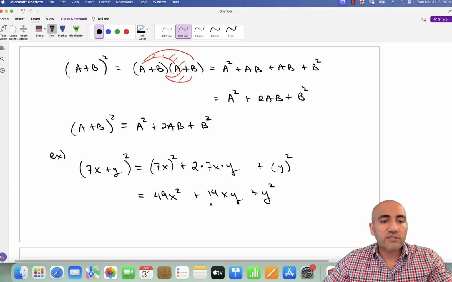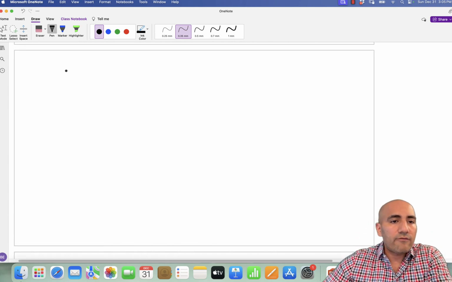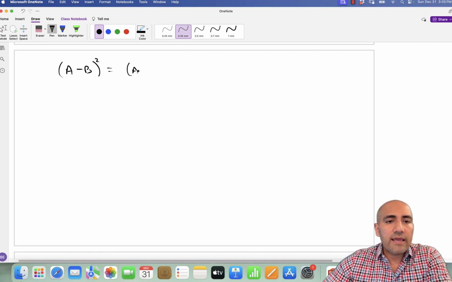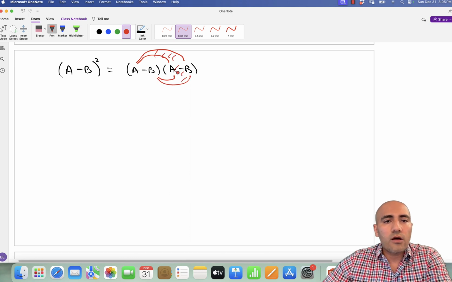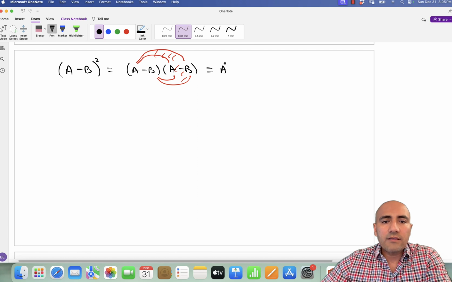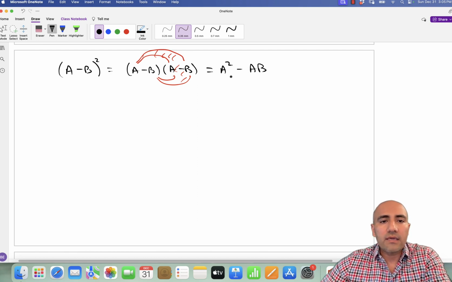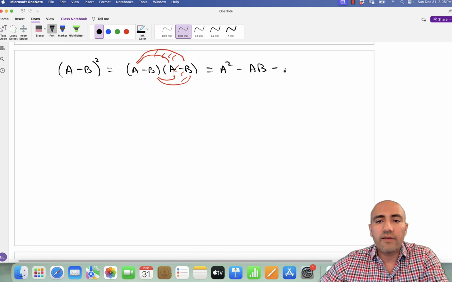The third one is almost identical. If we had a minus b parentheses squared, well, this is a minus b times a minus b. Again, if we use our little FOIL, F-O-I-L, our nice little red claw right there, then this becomes a squared minus ab, right? So positive a times negative b. And then we have negative b times positive a, so we have another term of minus ab. And then a negative times a negative becomes a positive, so that becomes plus b squared.